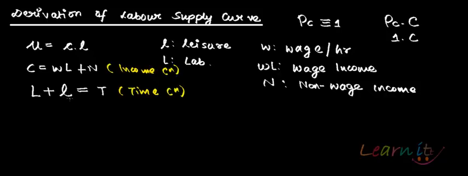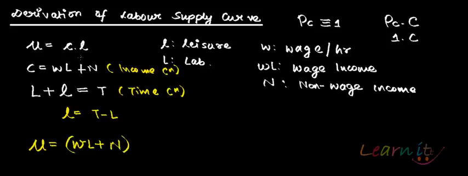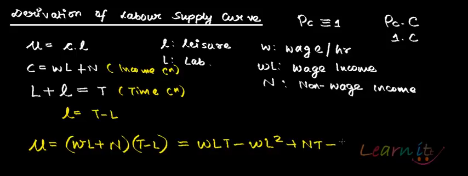Clear? Now, just see this. From the time constraint, you can write l as T minus L. And C you can write as WL plus N. So if you substitute all of this back into the utility function, in place of C you write WL plus N, and in place of small l you write T minus L. Simplifying this, you get WLT minus WL squared plus NT minus NL.